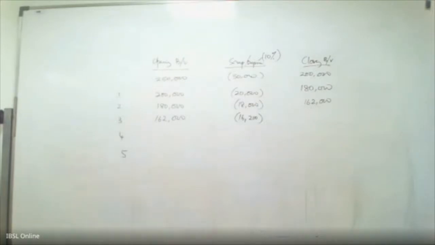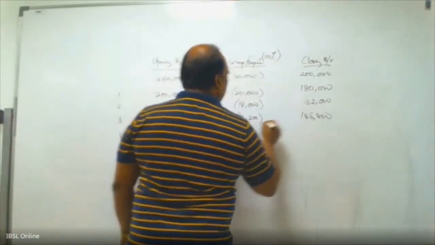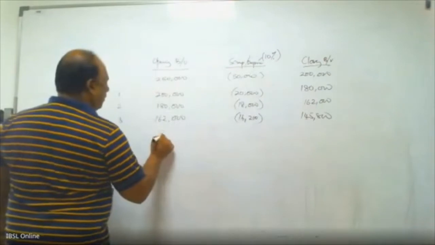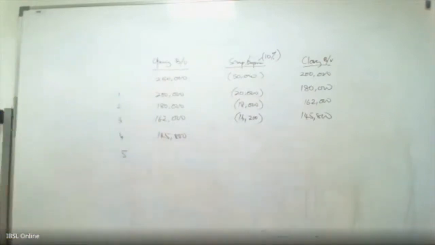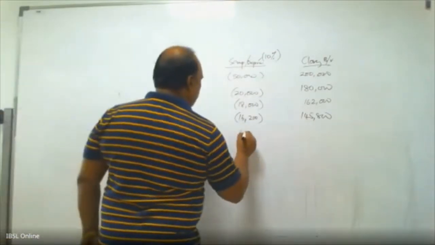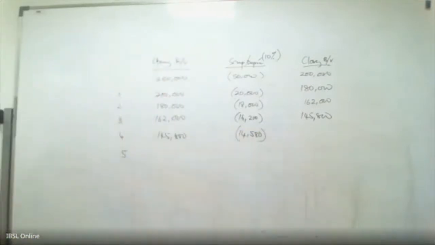So 145,800. Then 145,800 into 10%. That is 14,580. So 14,580 minus 14,580. How much is that? 131,220.